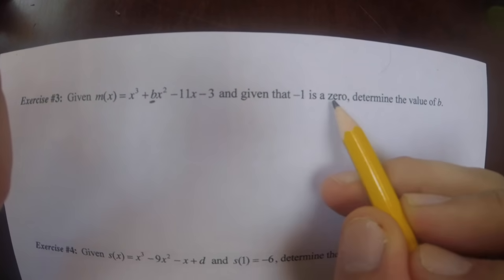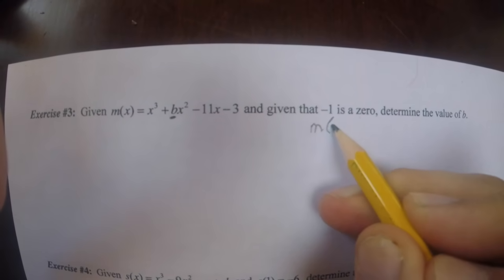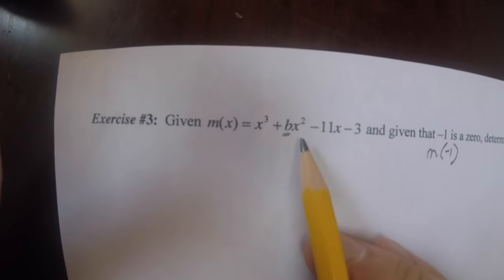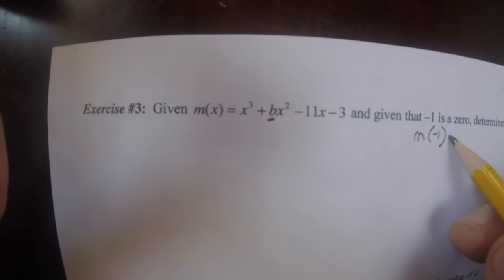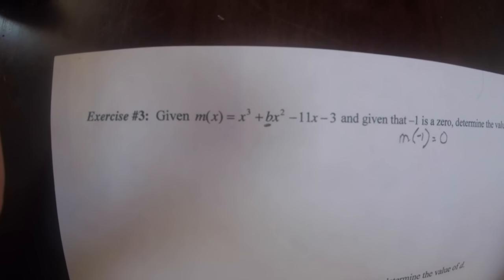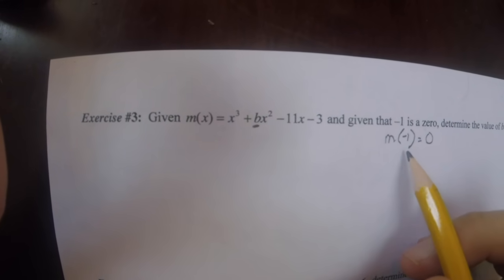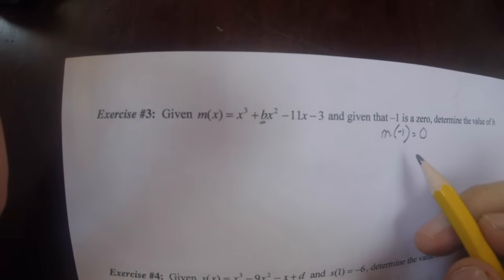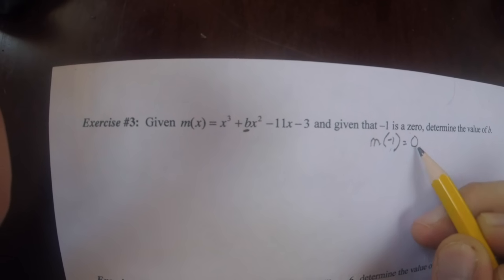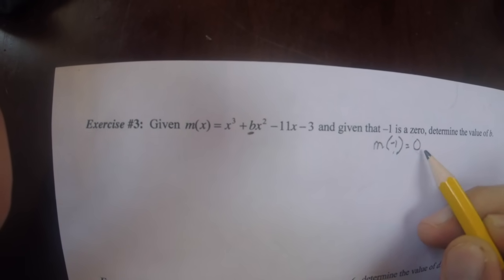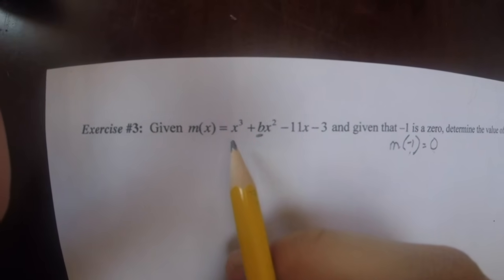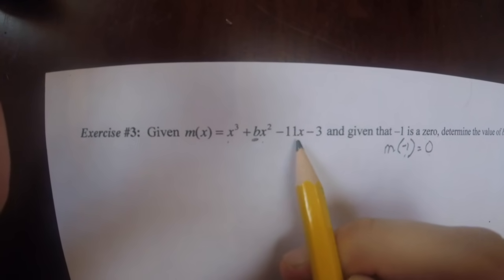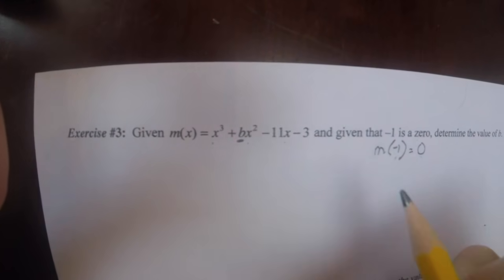And the only information I really have is that negative 1 is a 0. What does that mean? That means if I take negative 1 and I plug it into the m function for x, what do I get? I get 0. When x is negative 1, my output would be 0. Well, that's great. I have an x coordinate and a y coordinate. If I plug in negative 1 for x here, for x here and for x here, it should spit out a 0.